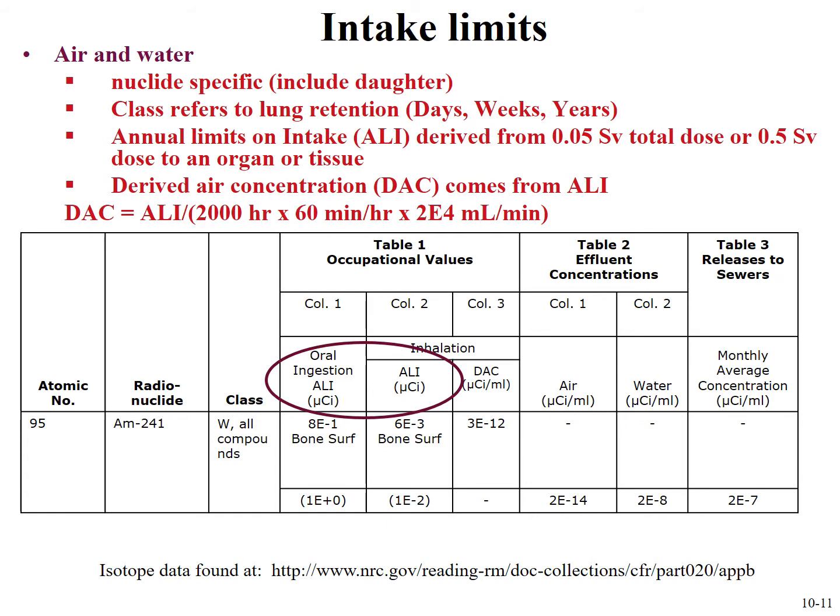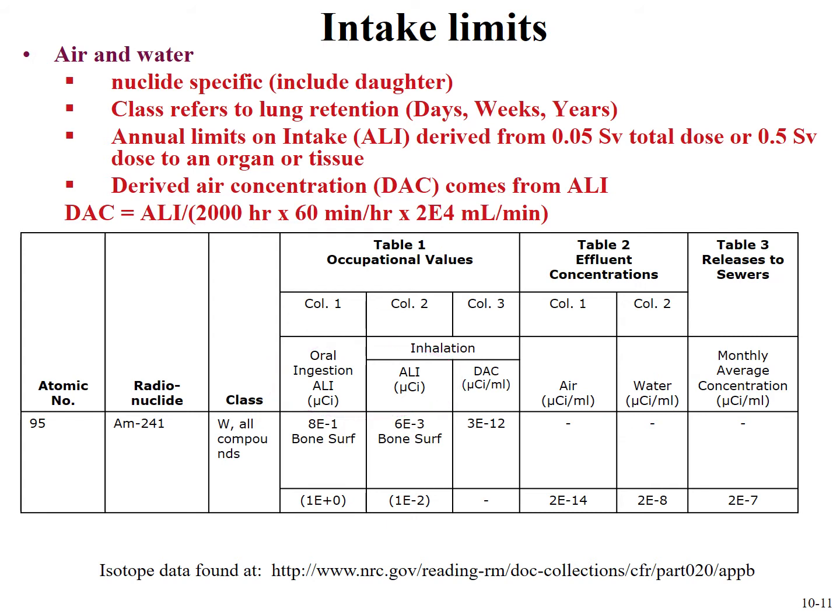And you see that there's two different ones, an oral ingestion or an inhalation. This gives you the limits on what would be the activity in microcuries for oral ingestion, in this case for americium-241. And here's the inhalation for americium-241. And you see that the differences are extremely large. The limit on intake for inhalation is usually much lower than the oral ingestion.